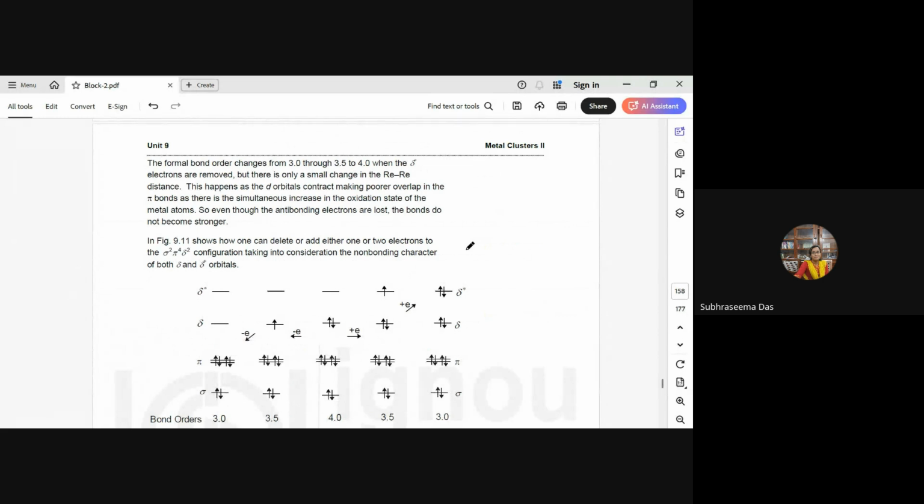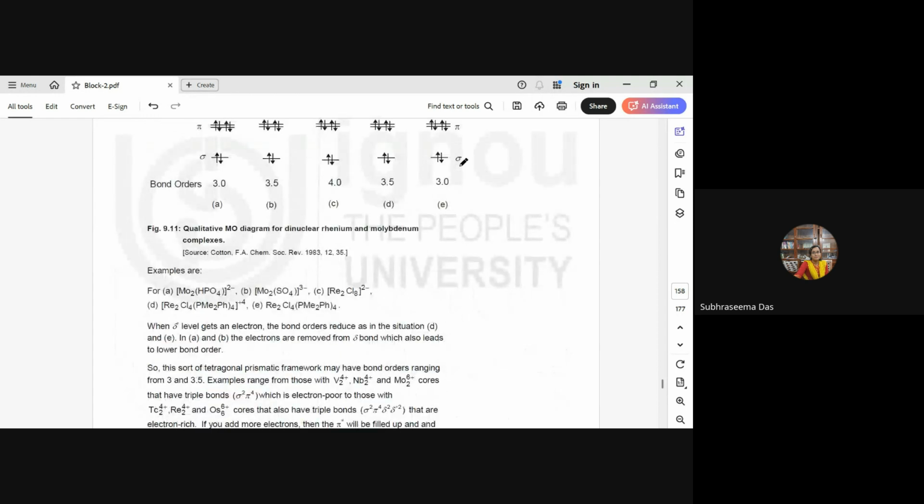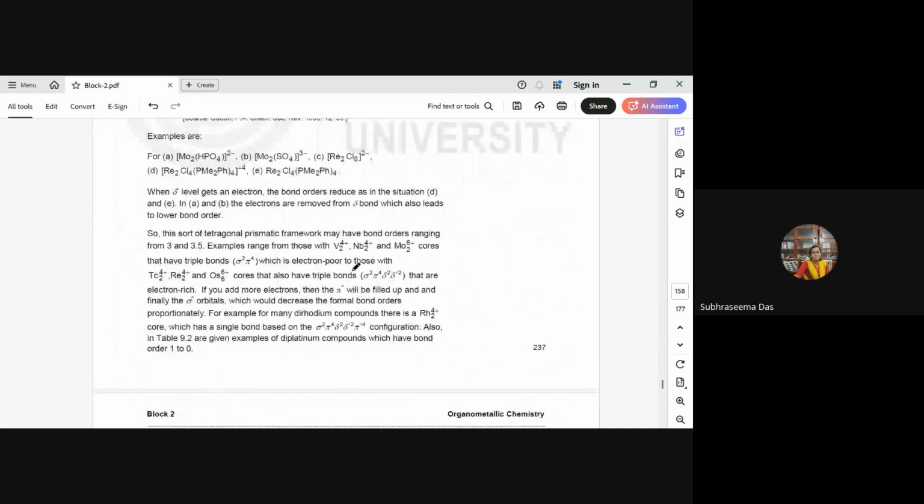The formal bond order changes from 3 through 3.5 to 4 when the delta star electrons are removed, but there is a very small change in the rhenium-rhenium distance, that is the metal-metal distance. This happens as the d orbitals contract, making poorer overlap in the pi bond, so there is a simultaneous increase in the oxidation state. Figure 9.11 shows how one can add or delete electrons by taking the non-bonding character. Some examples are given here.